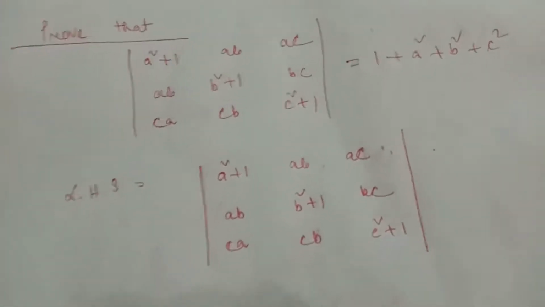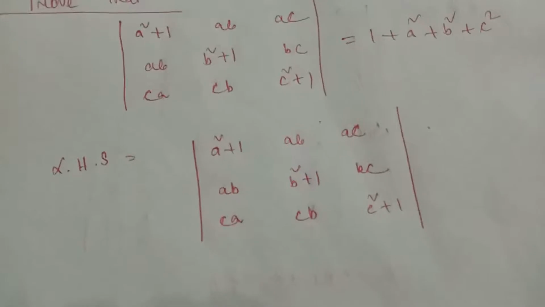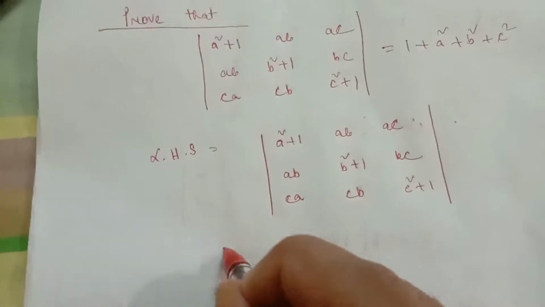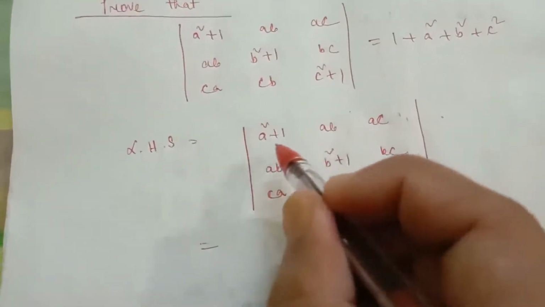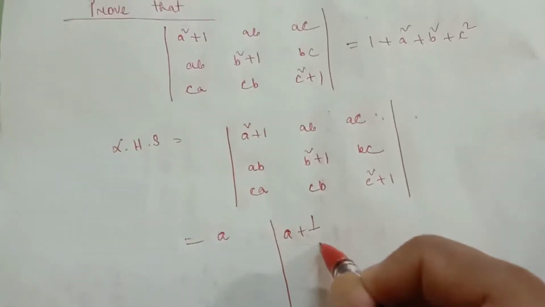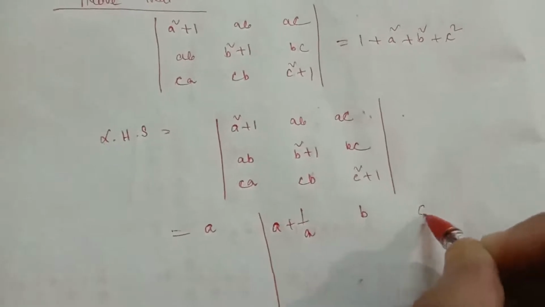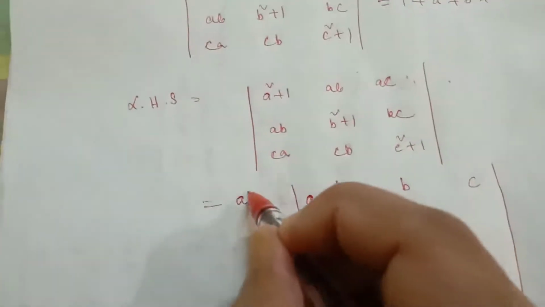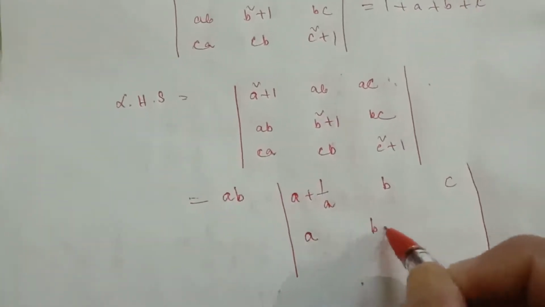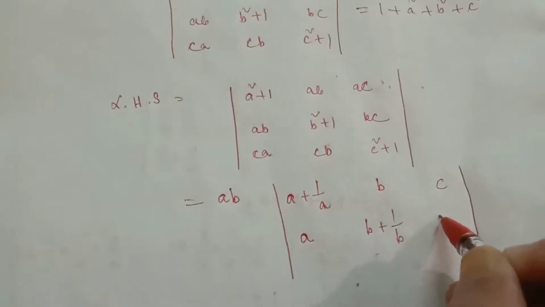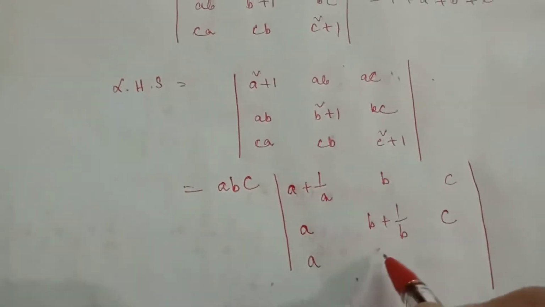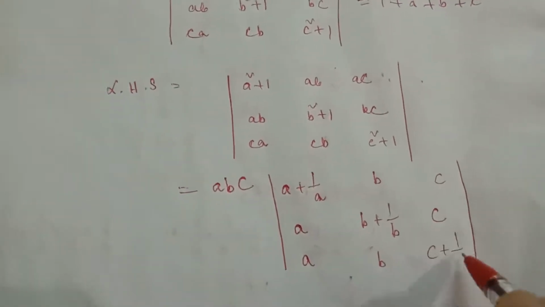Our main aim will be to bring as much 0 as possible in the given determinant. For that, like last question, let us take a common from the first row. So this will become a plus 1 by a, this will become b, and this is c. Similarly, taking b common from second row, this will become a, b plus 1 by b, and c. And taking c common from third row, our third row will become a, b, c plus 1 by c.